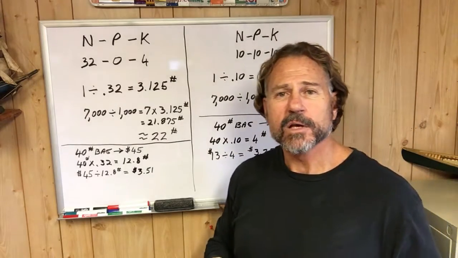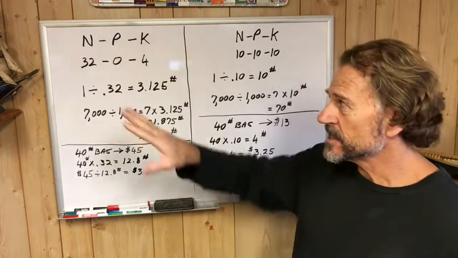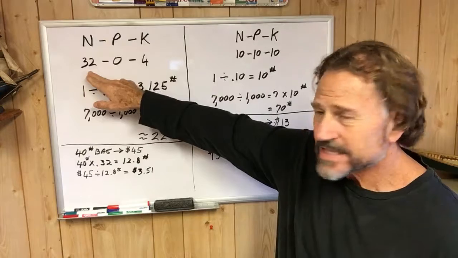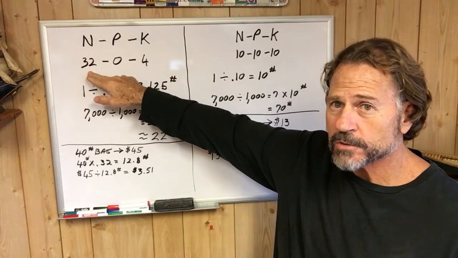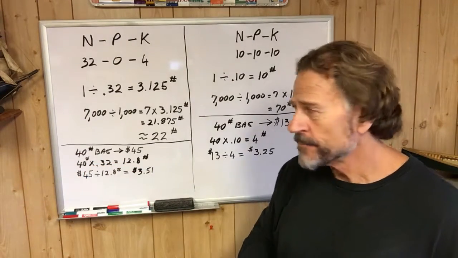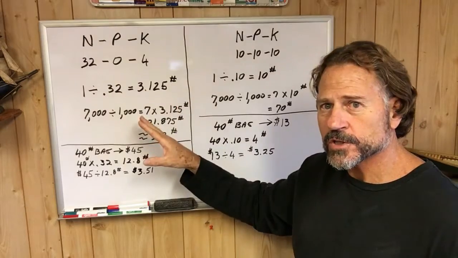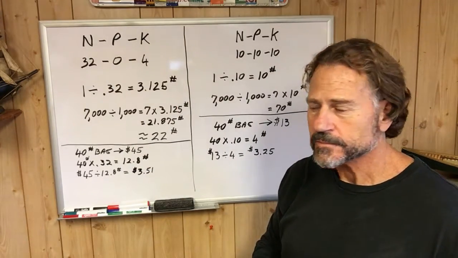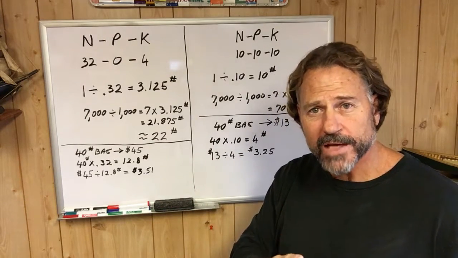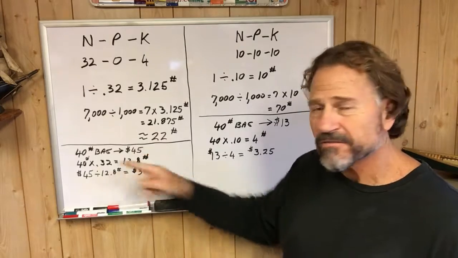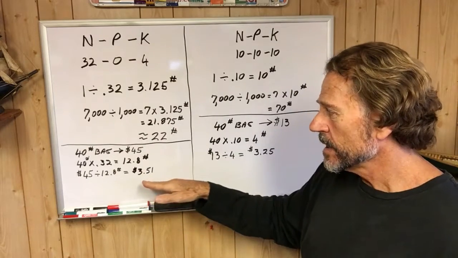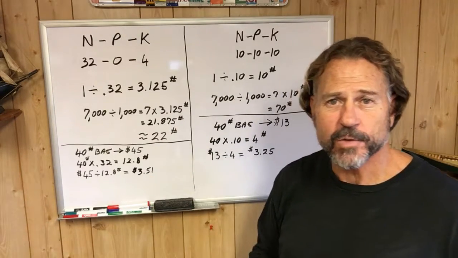So if we want to find out, first off, how much nitrogen is in this 40-pound bag, we would multiply the 40-pound bag times the decimal equivalent of the nitrogen number. So this is 32, so times 0.32. So 40 times 0.32, and that tells us that we have 12.8 pounds of nitrogen in this 40-pound bag. Now, if we want to find out how much that costs per pound of nitrogen, we take our $45 price and we divide that by that 12.8 pounds of nitrogen contained in the bag, and that tells us that each pound of nitrogen costs $3.51.